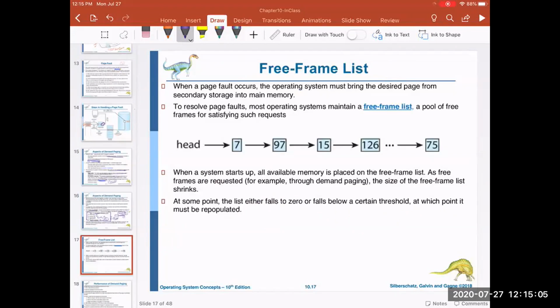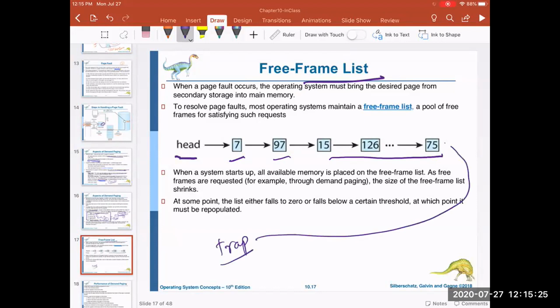Okay, now free frame list is maintained by your operating system. So here is head, then a linked list shape is done. So here are the frame numbers. All frame numbers are kept on a linked list, and whenever there is a trap, a free frame is captured from this frame list, and your data is put into that particular frame, and then the page table is updated.